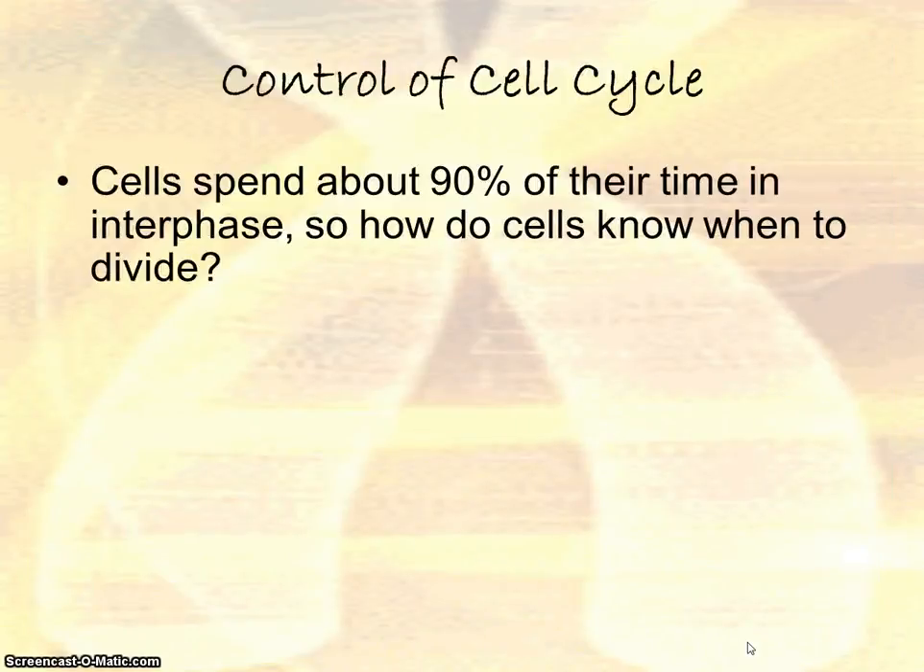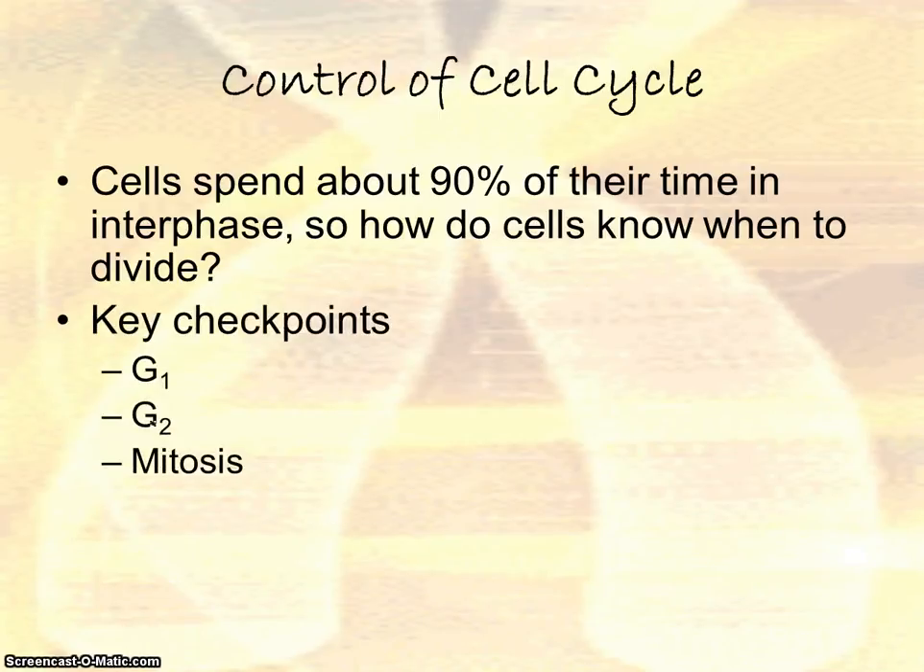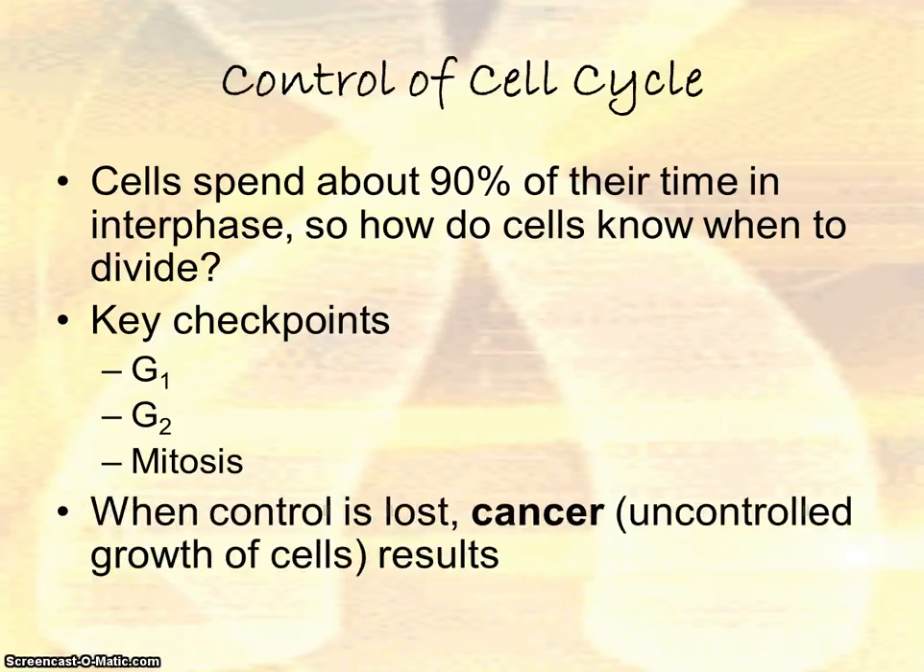I mentioned this, about 90% of the cell's lifetime is spent in interphase. And then during that interphase, it'll have those three major processes. It'll go through G1, it'll go through S, and it'll go through G2. Sometimes, however, there are issues that cells run into.